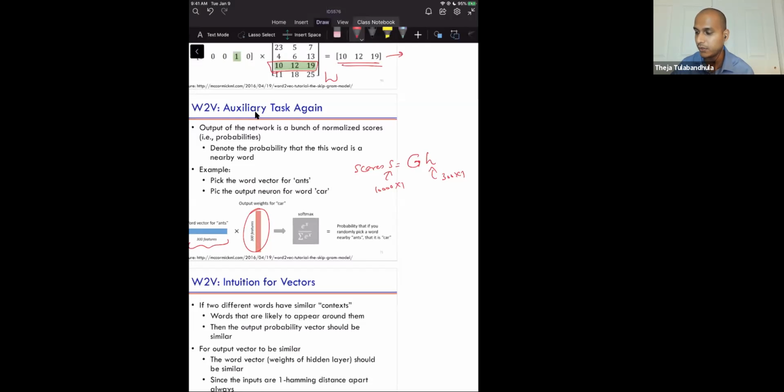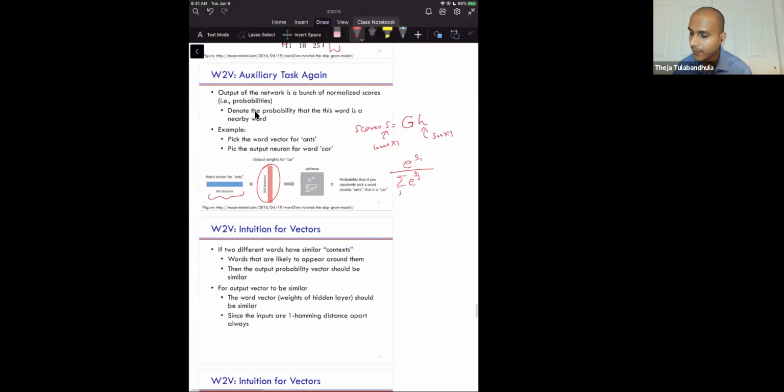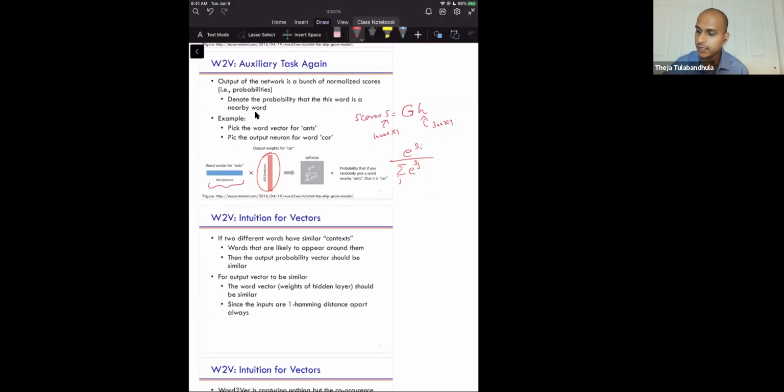Once you get the scores, you can do the softmax operation, right? So e to the power s, that's a score, divided by the sum of all the scores' exponentials. This is the softmax operation, and you'll get the probabilities for each coordinate of your output. So I just call this G.